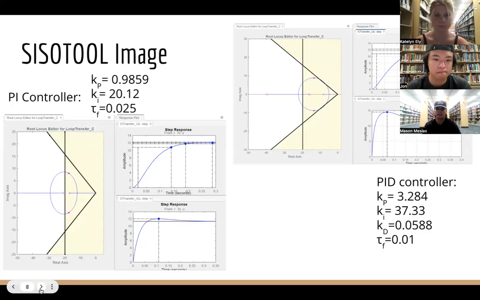Here, using the CISO tool in lab five, we were able to complete two different controllers. The one on the left was a PI controller with the gains and the pre-filter time constant. And this is the one that we ended up using because it gave us better data. But the one on the right is using our data from the previous labs, which was a PID controller, but it was a lot more difficult to create and it had a lot more error.